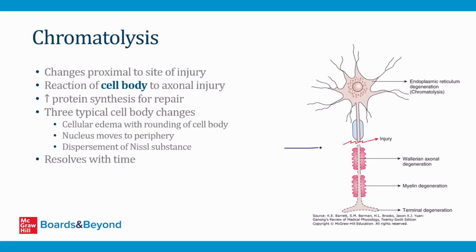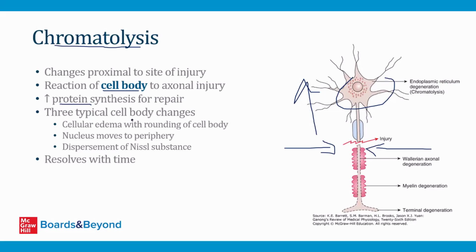Proximal to the site of injury, though, so upwards in this direction towards the cell body, that's where you get a different process occurring in axonotmesis. That process is called chromatolysis. These are a series of reactions of the cell body of the neuron to axonal injury. So if you look at this drawing here, even though the injury is way out here, the cell body is going to detect that and it's going to react. The changes it's going to go through are called chromatolysis. All these changes are related to increasing protein synthesis in the cell body to try and repair the axon.